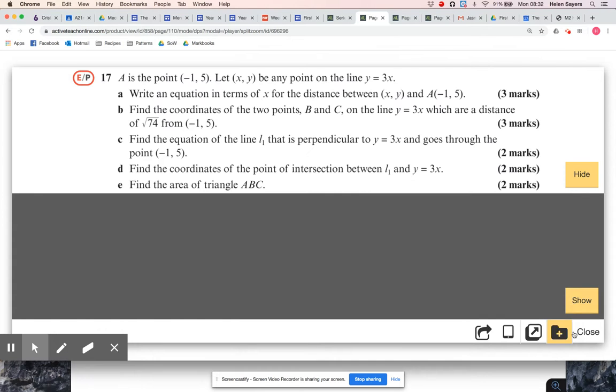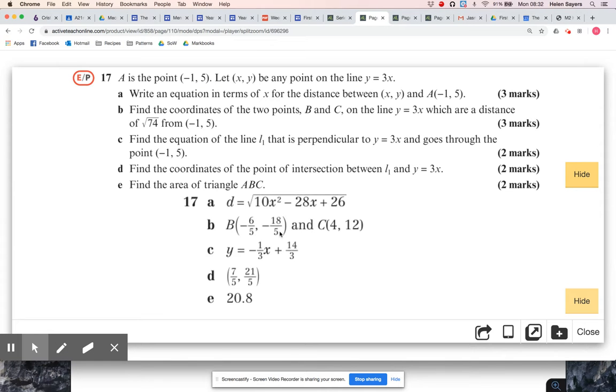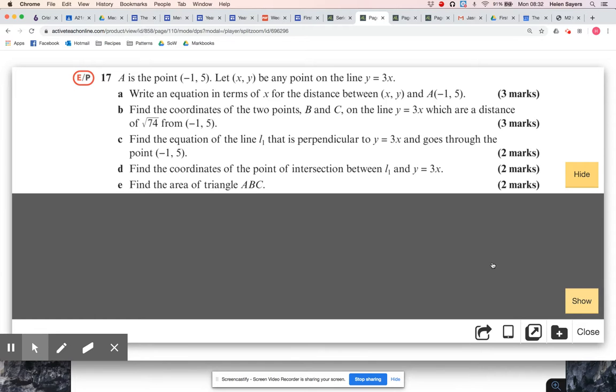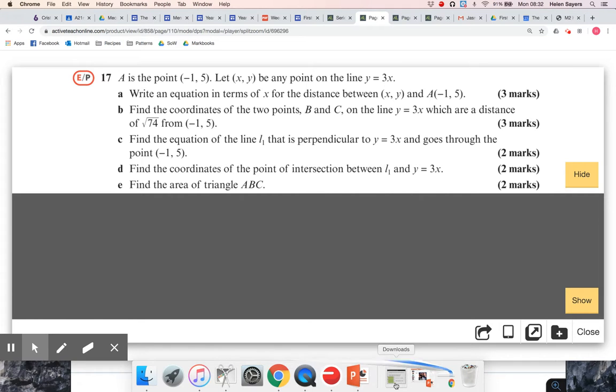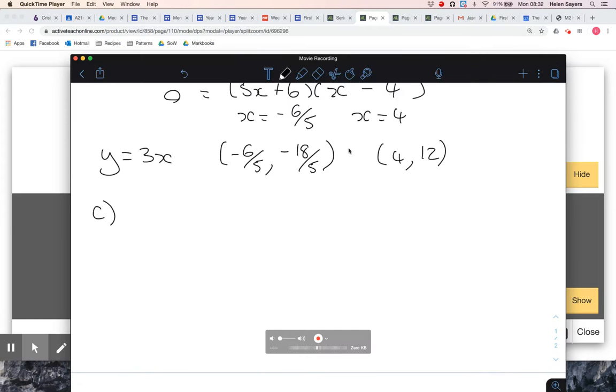Let's just double check those answers before we carry on, make sure I haven't done anything daft. Yeah, we've got the same as them, that's always good. Okay, so looking at part C, find the equation of the line L1 that's perpendicular to y equals 3x. And actually this is sort of independent of the previous part, so you could do this even if you've got a bit stuck.